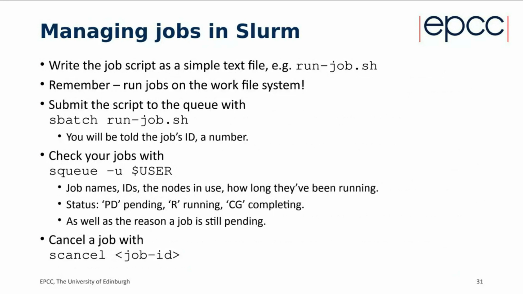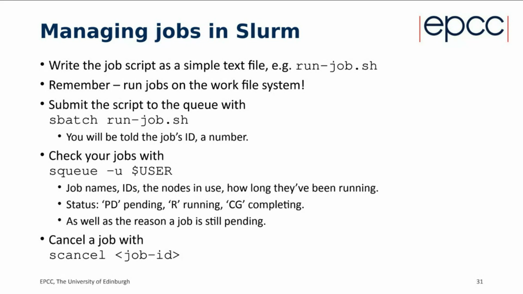You'd write that job script, that VASP job that I gave a couple of slides ago. You'd just make it a simple text file. You'd edit that with Vim, say. Remembering again, everything should go on the work file system. And then to actually get that running, you would do sbatch space and then the name of your job script. Once you do that, that job will go into the queue. You'll be told the job's ID.